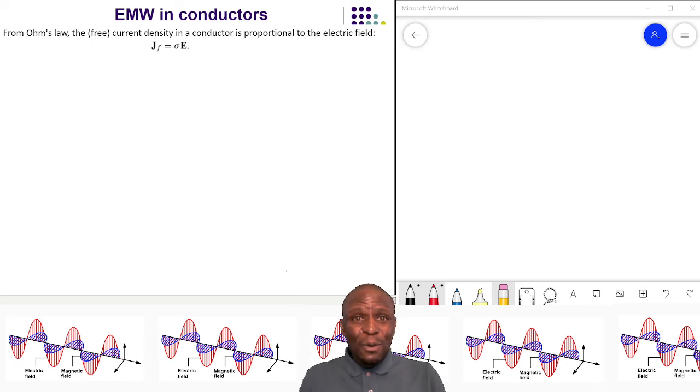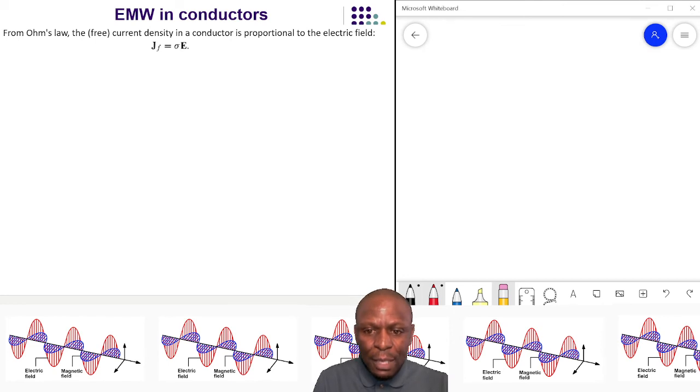So let me also dive into electromagnetic waves in conductors, and I will start with Ohm's law. You remember from Ohm's law, the current density in the conductor is proportional to the electric field, given by this, and the constant of proportionality is what we call the conductivity.